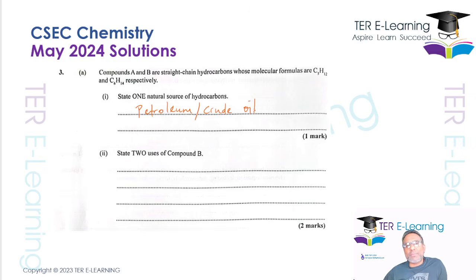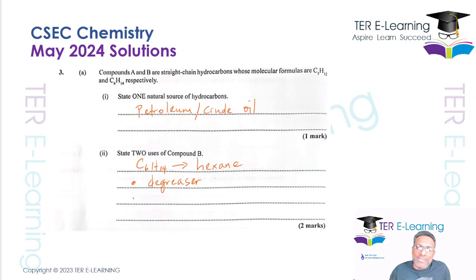Right? And what is compound B now? Compound B is C6H14, right? So that's an alkane, right? So this here is 6, so this is called hexane, right? So just to give you context here, this is hexane, it's an alkane, we know that. And we want 2 uses. Now this here, because it's C6, chances are it's going to be a liquid. So this here could be used as a degreaser, right? So hexane is used as a degreaser.